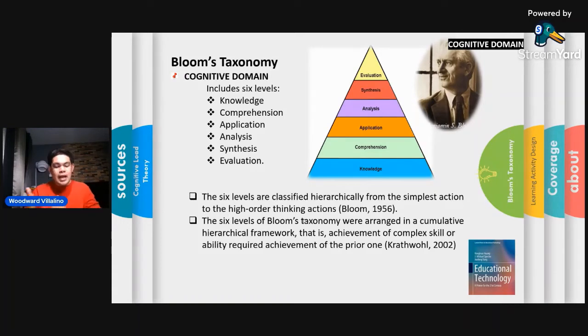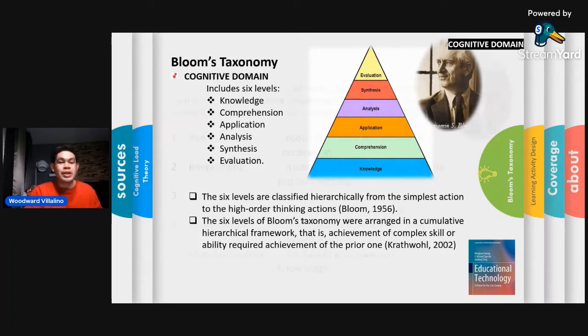Examples, which kinds of apples are best for baking a pie and why? So now we're going to evaluate based on all the steps that you have done, from the knowledge going to the synthesis. So which kind of apples are best for baking a pie after all that has been done prior to the evaluation? So I hope you understood the different domains of the cognitive domain of Bloom's taxonomy.